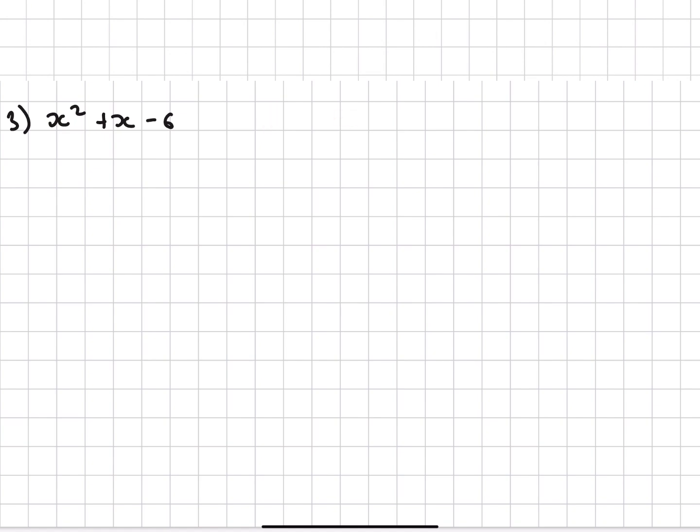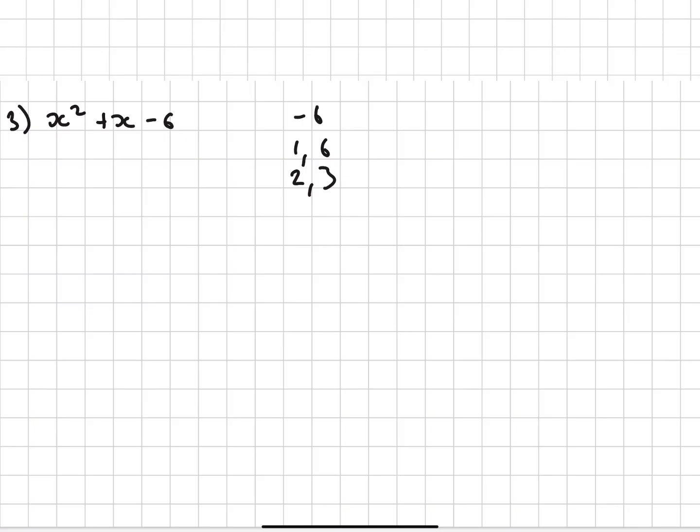Okay, so let's use that to help us find two numbers that will multiply to give us minus 6 and add to give us plus 1, as there is a little invisible 1 just in front of the x. However, we don't usually write that in algebra, so you can just assume it's there. Okay, so let's start by finding the factors of minus 6. So we've got 1 and 6, as well as 2 and 3.